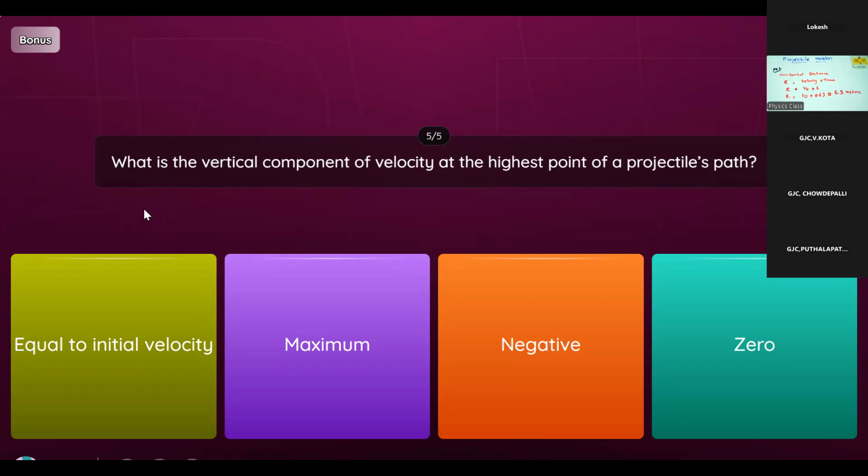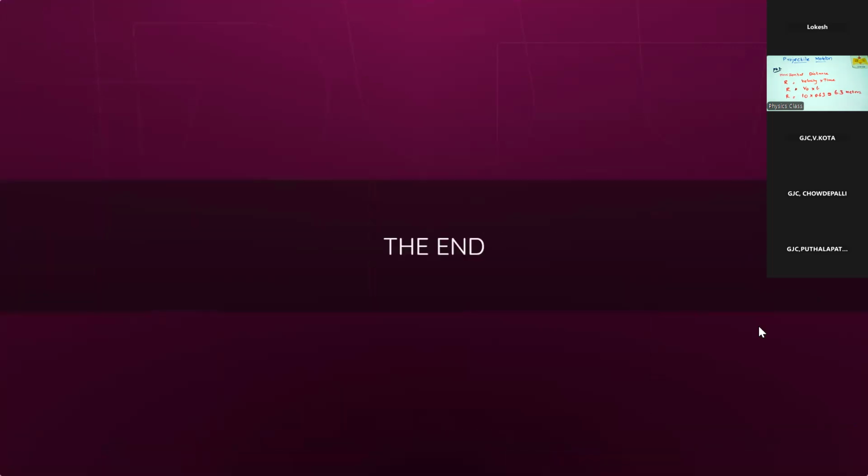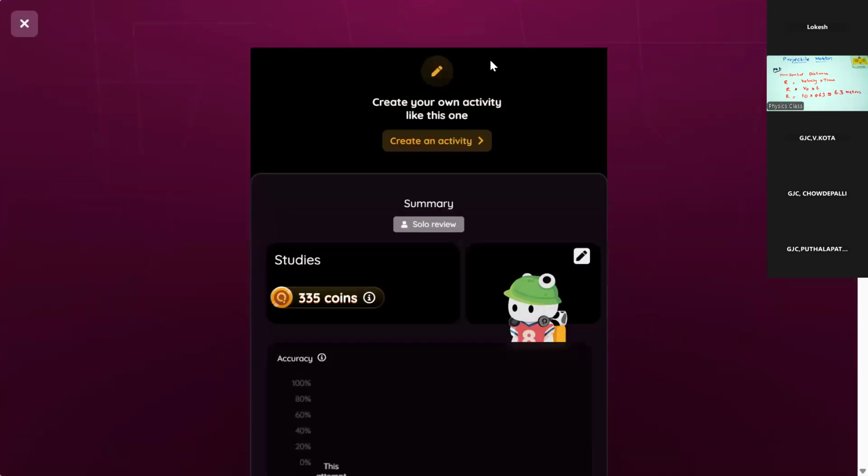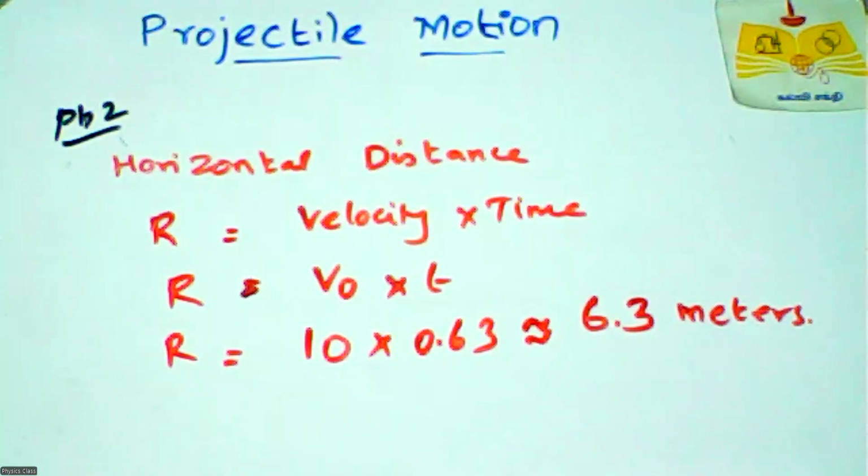So at the highest point, at the maximum height, there are two components. Already told you, that is vertical component and horizontal component. Horizontal component does not change throughout the motion. Very good. So the vertical component of the velocity is zero. Correct, very nice, awesome.